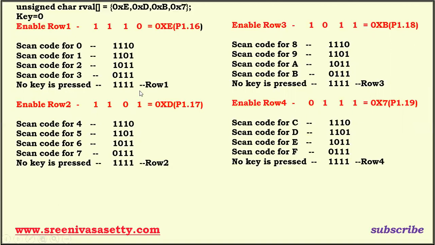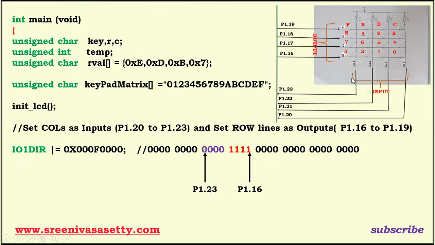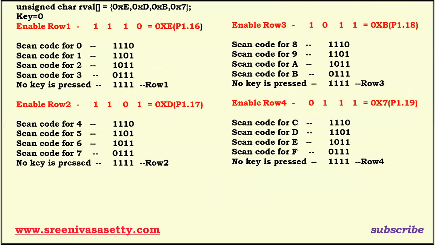Okay, now here assume no key is pressed, no key is pressed. By the time, what is the meaning of this? That is here all 1. Okay, so suppose here if you go to the circuit, if no key is pressed, by the time it provides 1, 1, 1, 1, all are 1. All are 1 means no key is pressed from any of the rows. Okay, that's the meaning of this.